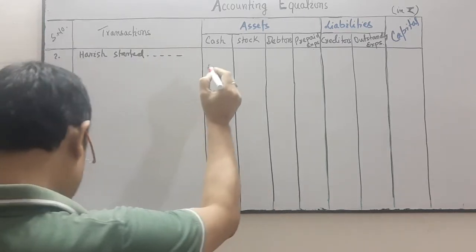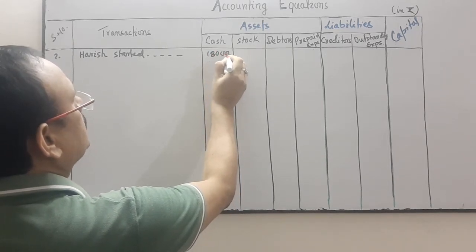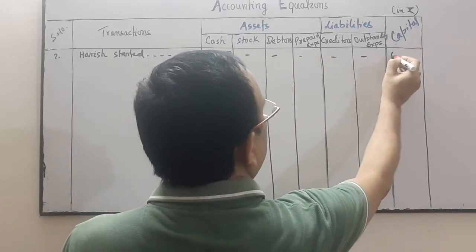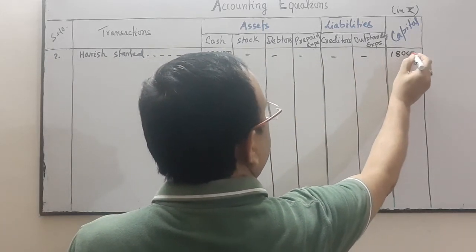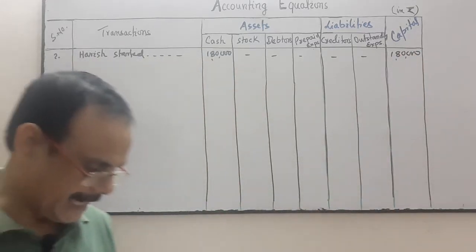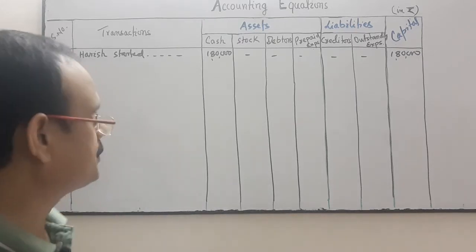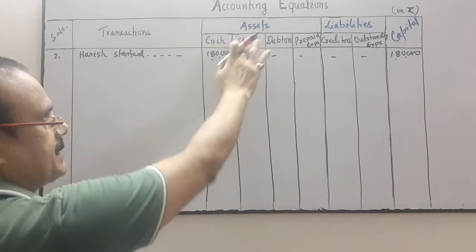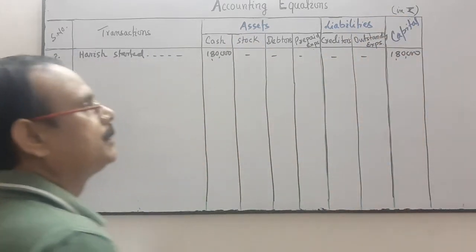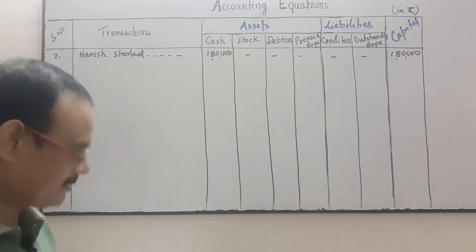With a cash of rupees 1,80,000, so 1,80,000 in the cash column and in the capital 1,80,000, because Harish has given 1,80,000 as capital into the business. So this is the first transaction whose effect in the accounting equation is asset side cash 1,80,000 and the capital side 1,80,000.